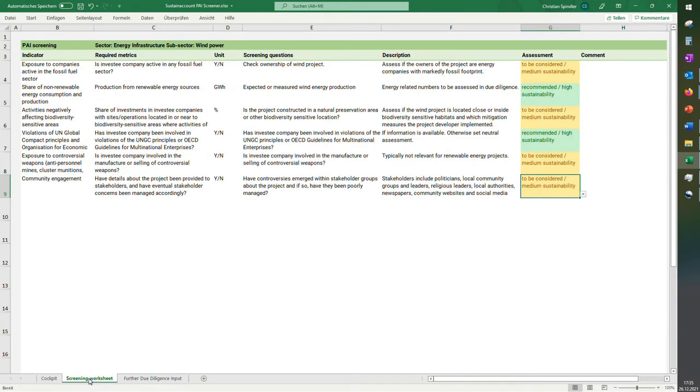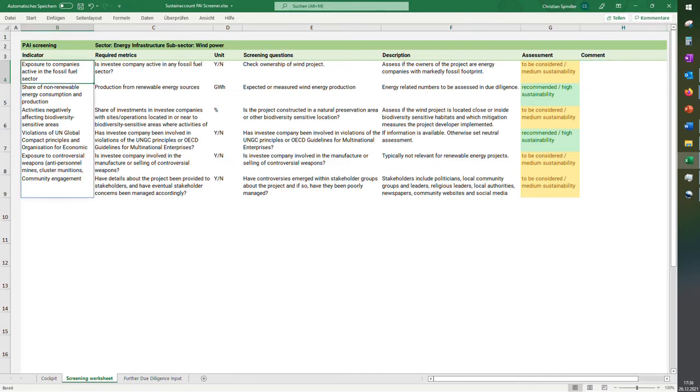The screening worksheet now shows a list of the indicators and associated metrics that should be examined in the screening. For each indicator, a specific question is asked and a description is given. Analysts can choose whether they consider the project fully sustainable, partially sustainable, or unsustainable based on this indicator. Optionally, a comment can be entered.